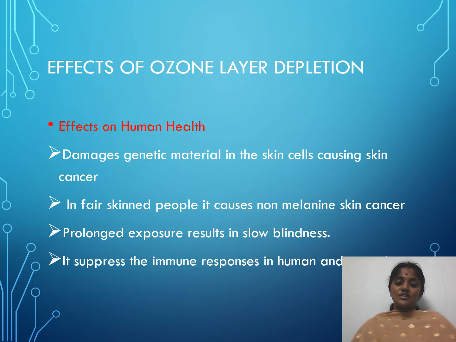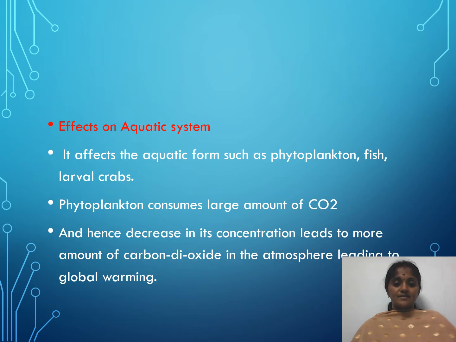Effects of ozone layer depletion. Effects on human health: it damages the genetic material in the skin cells, causing skin cancer. In fair-skinned people, it causes melanoma. Prolonged exposure results in slow blindness. It suppresses the immune responses in humans, animals, and aquatic organisms.